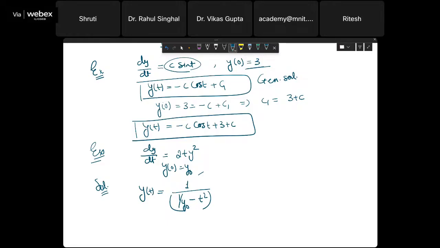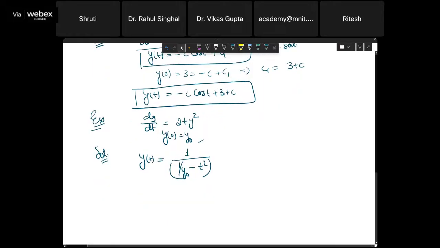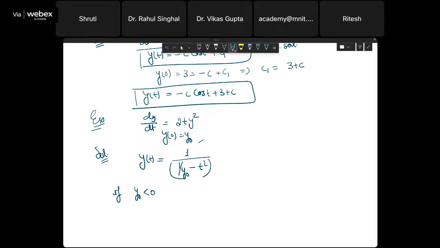Okay. So what we can note here is, if your initial value y naught is negative, what will happen? The solution will exist for all t greater than or equal to 0, right? You can just observe this solution formula and easily note that if y naught is a negative value, then the solution exists for all t greater than or equal to 0. So for all time t, it is going to exist.